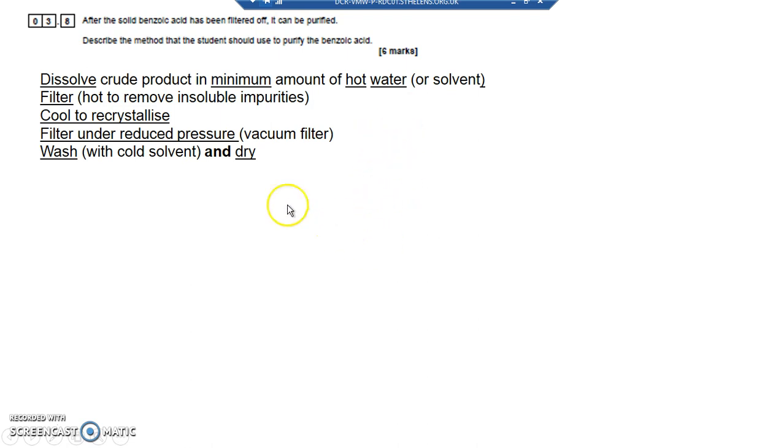You want the insoluble impurities in the filter paper, and you want the benzoic acid dissolved in the minimum amount of hot solvent through the filter paper, so that when you cool that filtrate down, the liquid that's coming through, the solvent and the benzoic acid, it will recrystallize. You've only used a minimum amount and you've used a hot solvent, so not too much. That means when it cools down you will get a good yield of the benzoic acid. Then you can refilter it under reduced pressure filtration, vacuum filtration, and you'll lose 2 marks if you don't say wash with a cold solvent, because if you're washing with a hot solvent it's going to dissolve again. You just want to wash out any soluble impurities and dry, because water will be the main impurity, and we'll see that in the next section of the question.